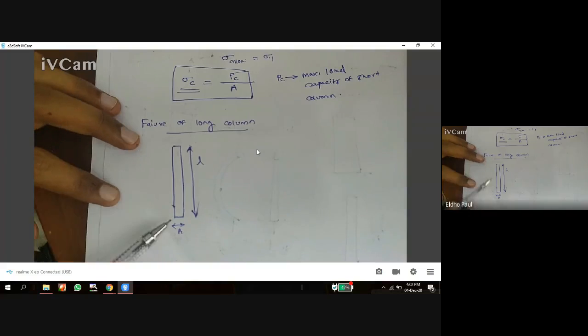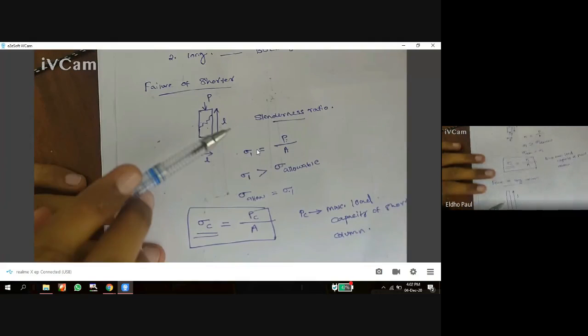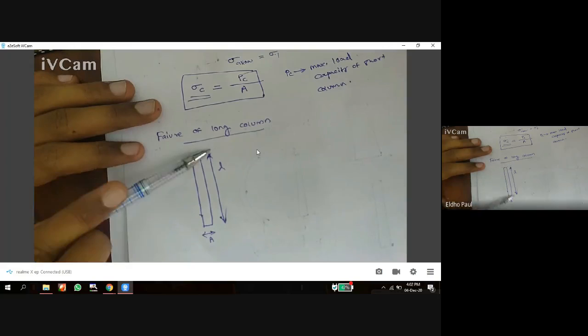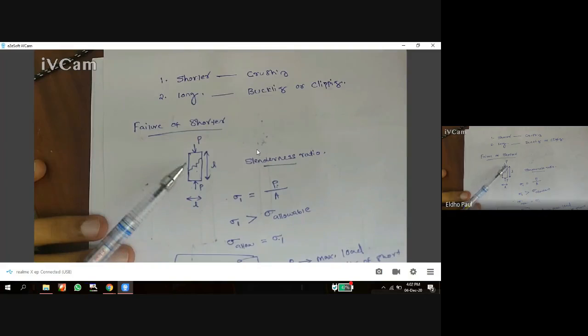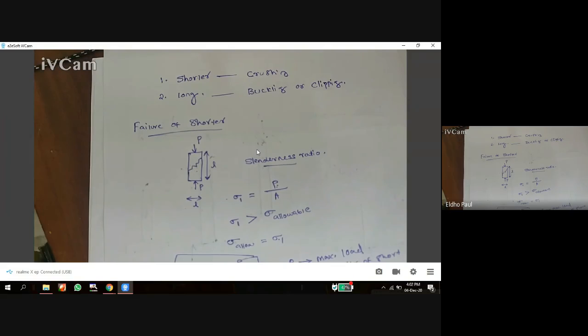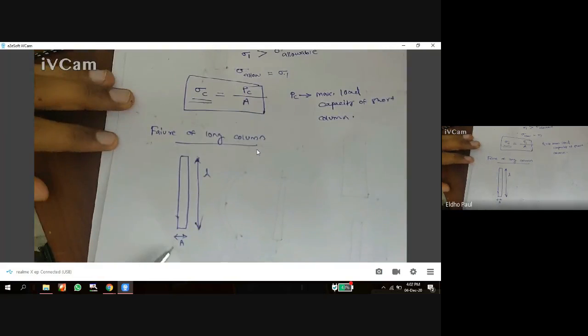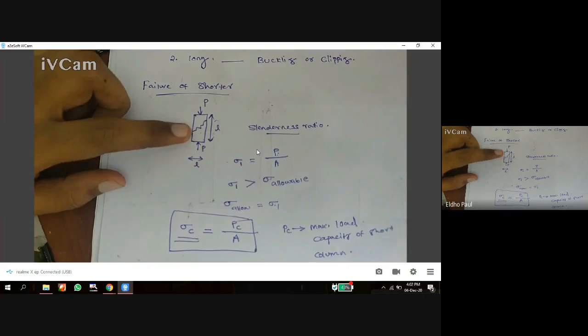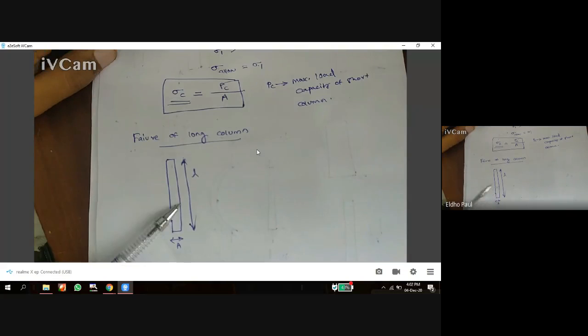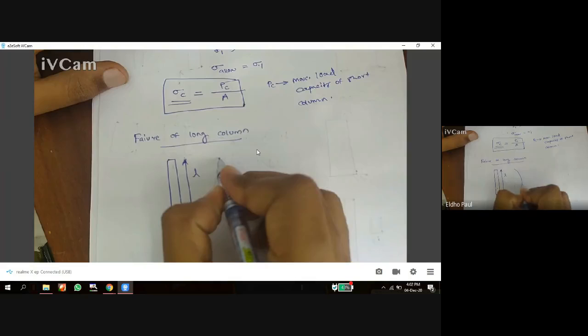So we can compare this short column and a long column. For a long column, the length will be very much higher than the lateral dimension. But in the case of a shorter column, when we compare the lateral dimension and the length, it will be almost equal or somewhat greater. Here, there will be a large difference between the length and the lateral dimension of the long column. And this long column will not fail because of crushing. The mode of failure of a long column is by buckling.